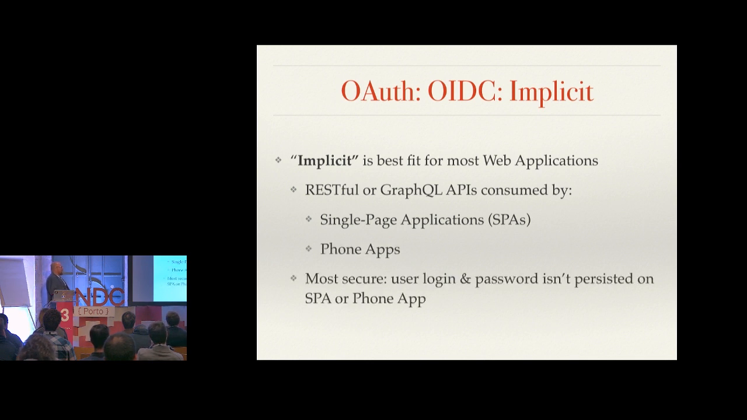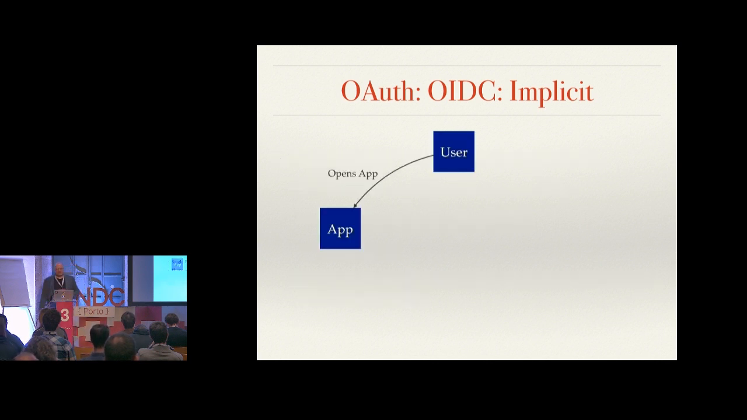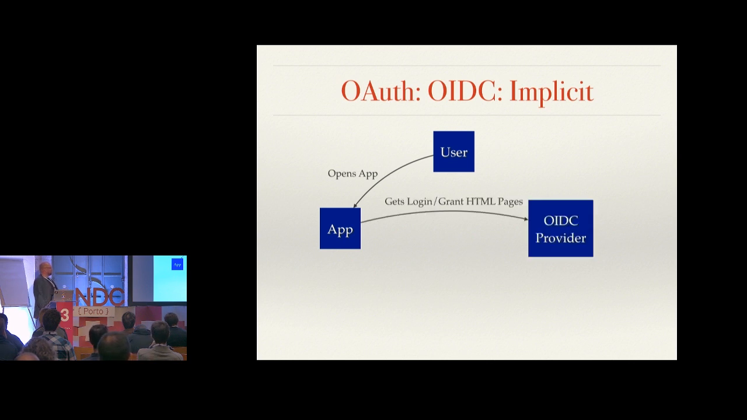And what I like about it is that the user's login and password does not have to be persisted on your single-page app or inside of your phone app. And the flow for implicit is pretty simple. The user gets into the app, they're not logged in yet, so they get redirected to the OpenID Connect provider. Could be Google, right? Log in with Google.